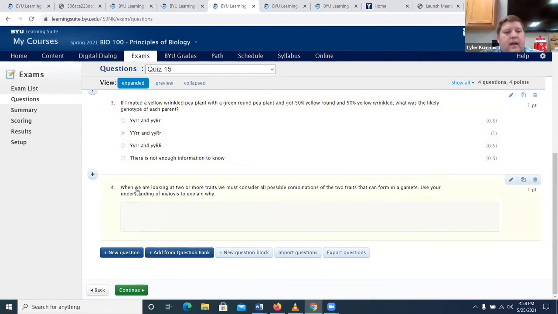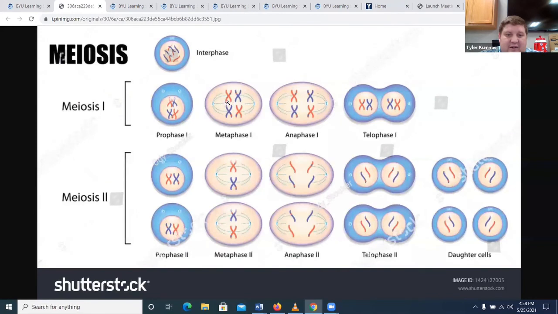All right. And then when we are looking at 2 or more traits, we must consider all possible combinations of the 2 traits that can form in a gamete. Use your understanding of meiosis to explain why. That comes back to this, right? If they're on separate chromosomes, which most genes are on separate chromosomes from one another, except for the linked genes that we talked about earlier.